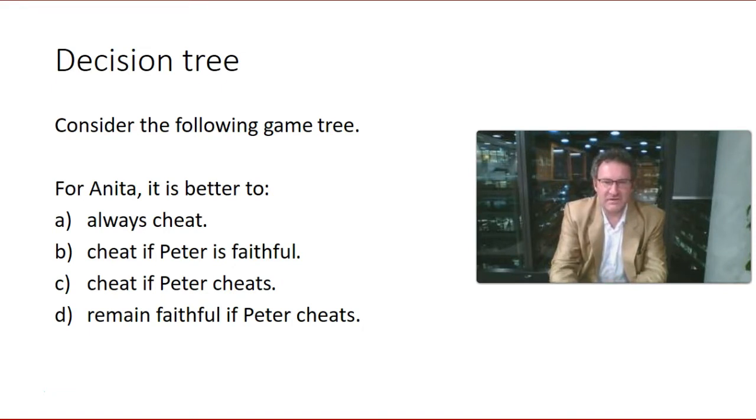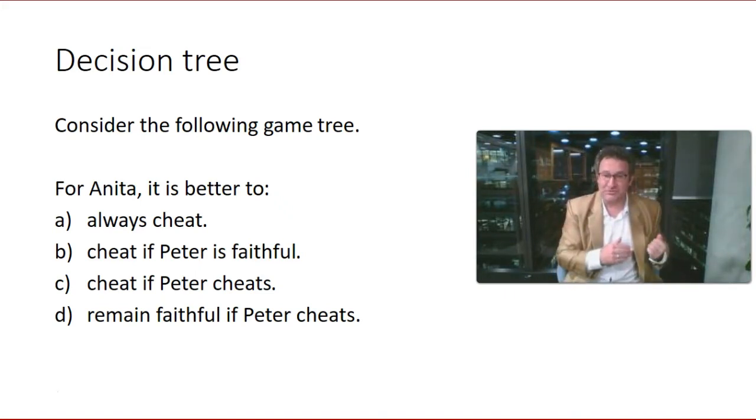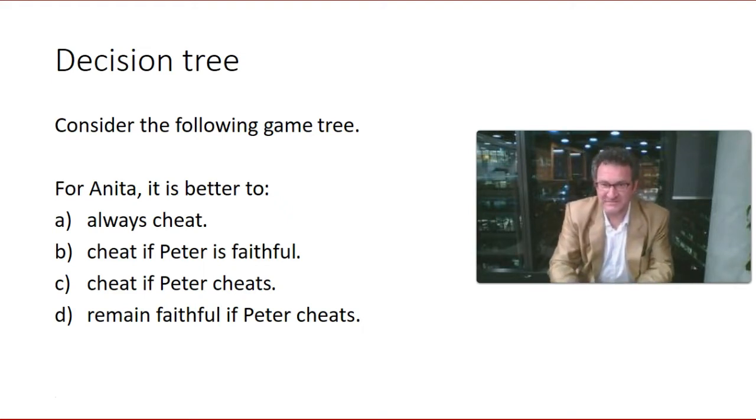Anyway, so we've got this question which says, consider the following game tree, or decision tree is another term for it, and we'll look at that in a sec. And then it says, for Anita, it is better to, each of these: always cheat if Peter is faithful, cheat if Peter cheats, remain faithful if Peter cheats. Okay, so naughtiness is occurring in this question. One of the implicit assumptions behind the question is that both Peter and Anita are rational, self-interested agents.